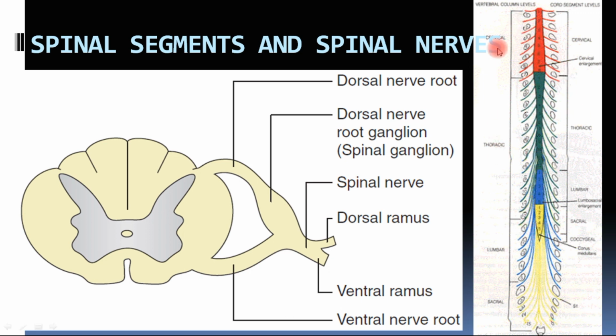So these are the spinal nerves and the spinal segments that we had to discuss in this last slide, and this forms the basis for the symptoms of spinal cord lesions, which will be dealt with in the next video lecture.